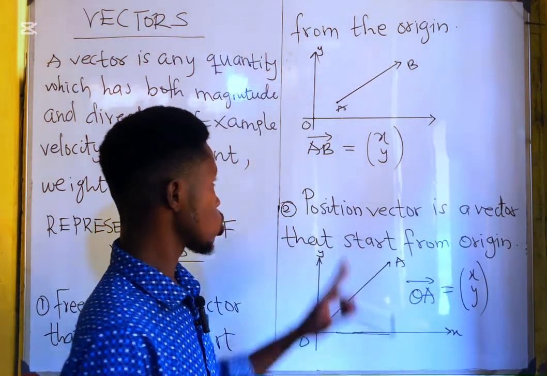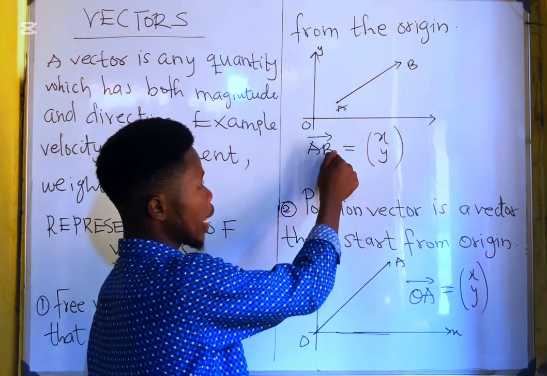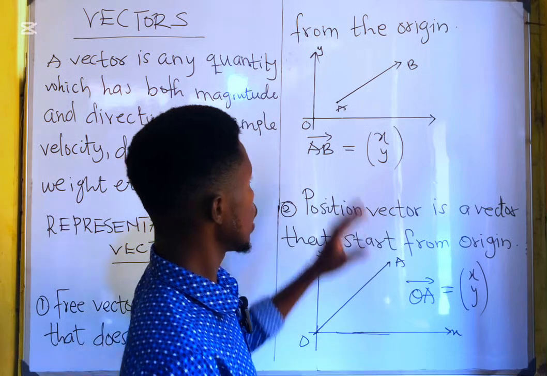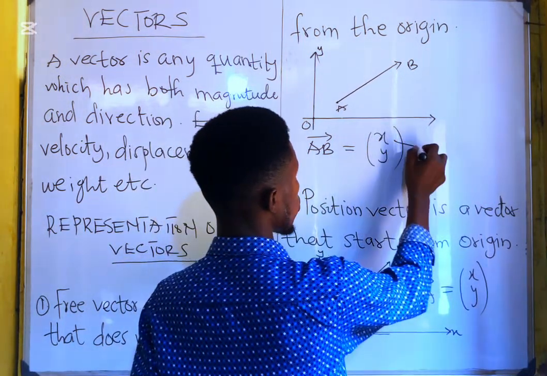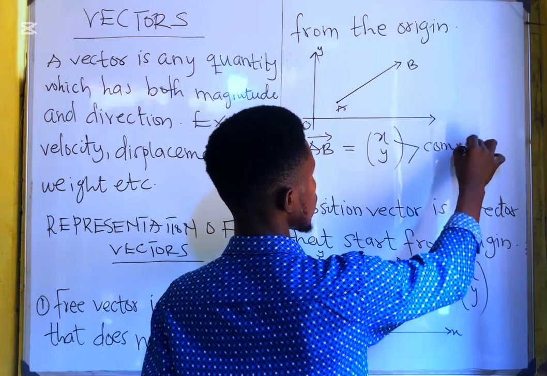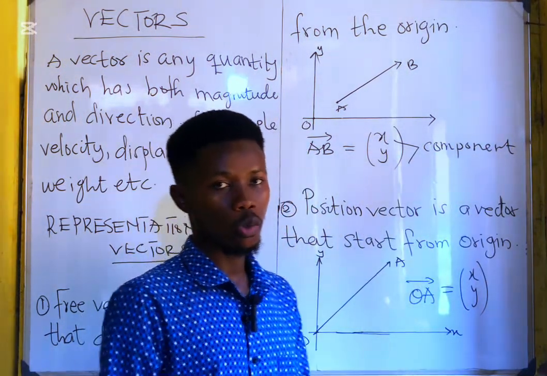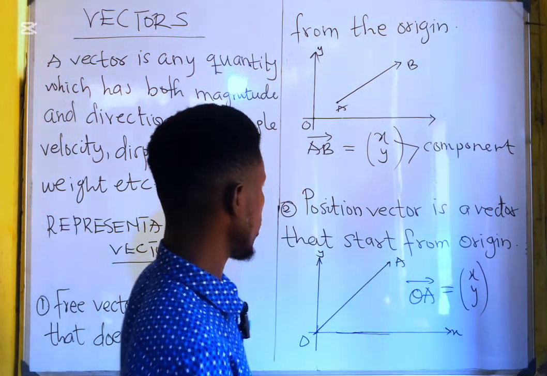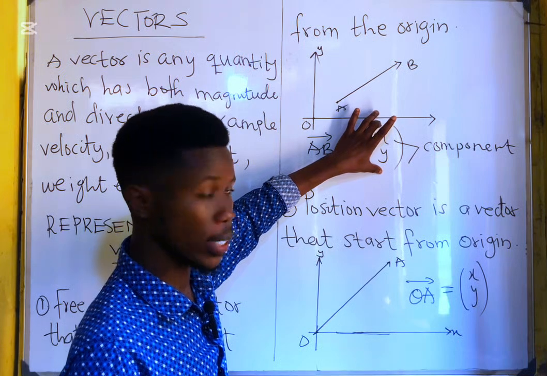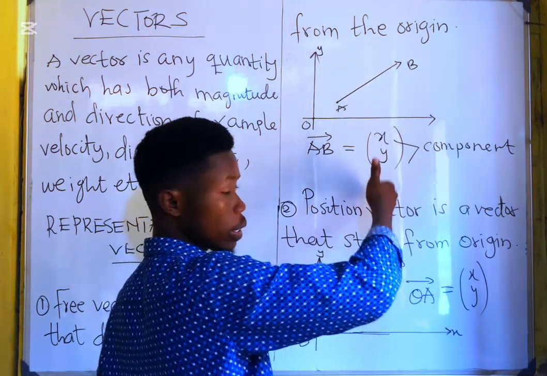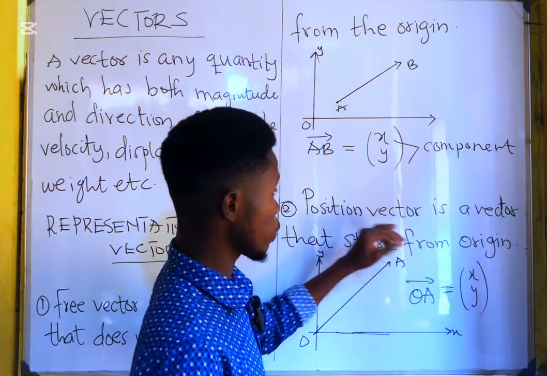Now let's also look at this, I write it as AB. The direction is showing that we are starting from A and ending at what? B. That's the direction. AB is equal to (x, y). This x and y are called components. The x is called the x component, the y is called the y component. Is that okay? Very good. And this thing that is written is called a column vector. You see how it is written? Okay, so it's called a column vector. So you should take note of that.